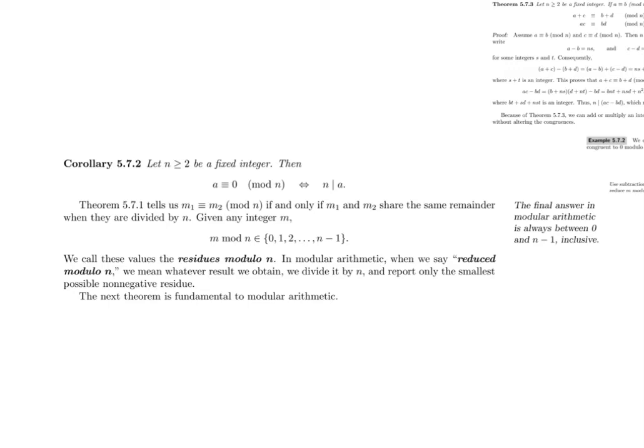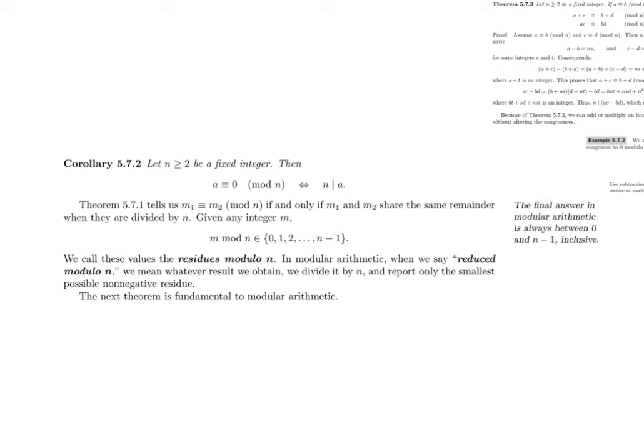There's a few noteworthy facts that come out of that theorem we just proved. One of these being this corollary. Let's say n is some fixed integer greater than or equal to 2. a is congruent to 0 mod n is exactly the same thing as n divides a. Remember, these are statements, not calculations. These are statements that are either true or false.